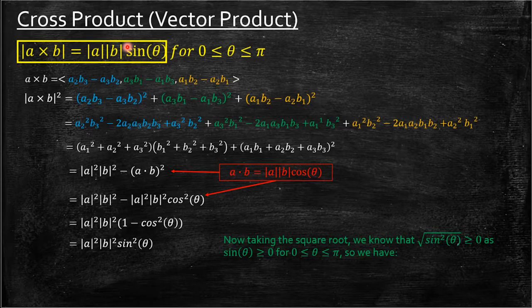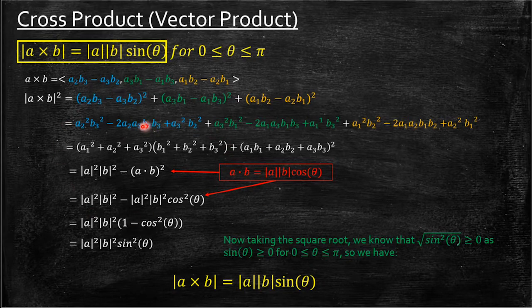Now, it's given that the angle is between 0 and pi. So when we take the square root of the left-hand side, we end up with the modulus of a cross b. And we need to take the square root of the right-hand side. When we take the square root of the right-hand side, we know that sine squared theta is going to be bigger than or equal to 0, because when you square any number, it becomes positive. And we know that sine theta is going to be bigger than or equal to 0 for theta between 0 and pi. When you square root both sides, you'll end up with the required result that the modulus of a cross b is the same as the modulus of a, modulus of b, sine of theta.